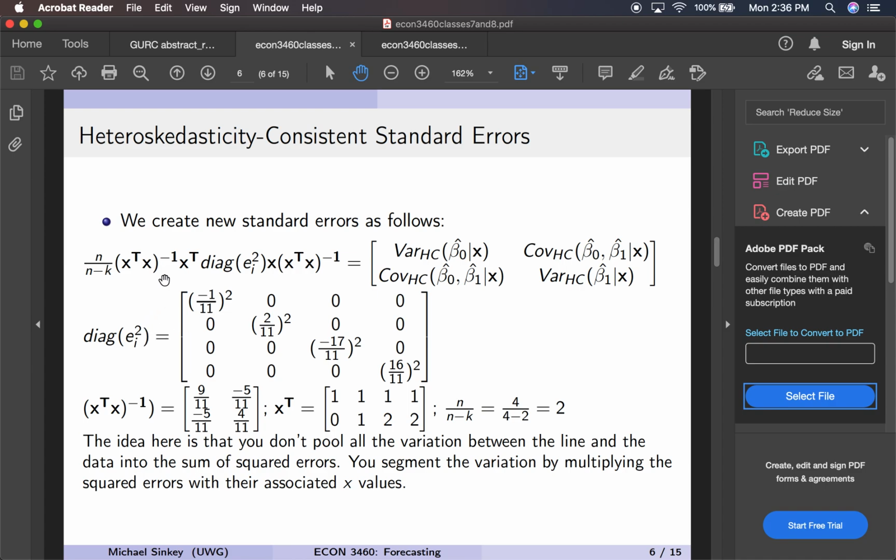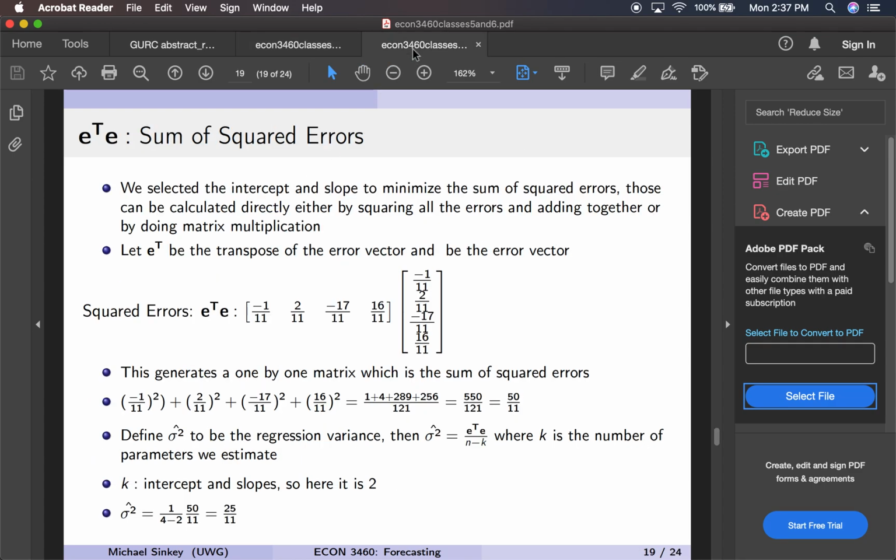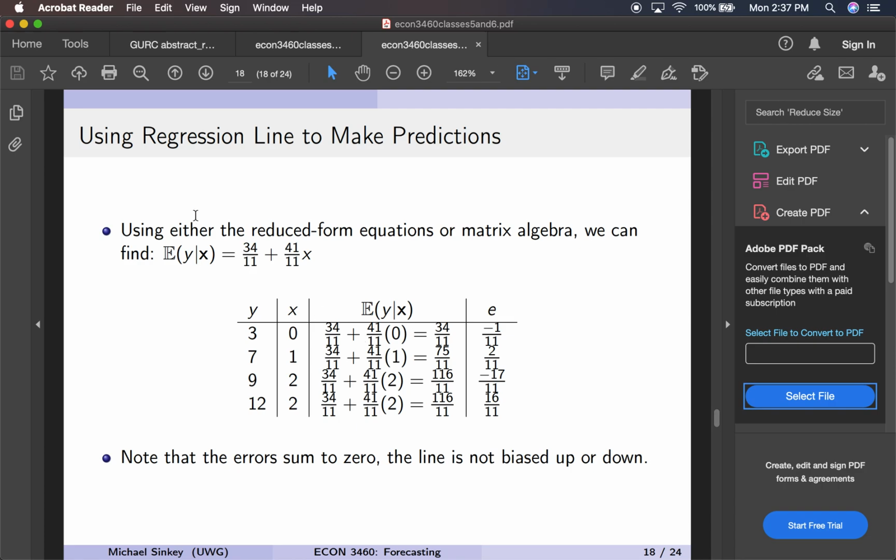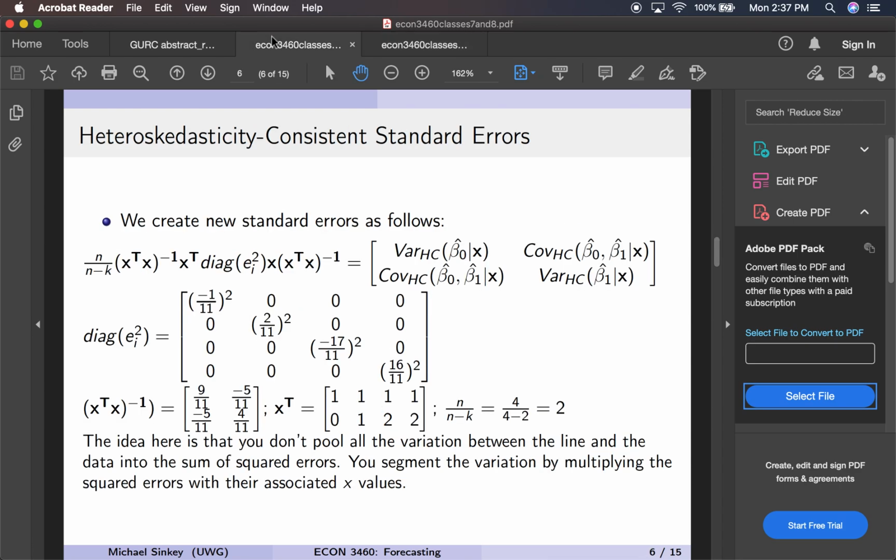So this is a lot of work. R will do this for us. Excel will not do this for us. So this is why we start to think about using other programs, because we want to fix our standard errors. This diagonal matrix is the squared errors themselves. So the squared errors come directly from the line that we fit. This is the line we fit through the data. This is the value of x. You plug it into the line, you get the expected value of y given x, you get an error. Those squared errors are put onto their own matrix. This is called a diagonal matrix, and we just square them out.